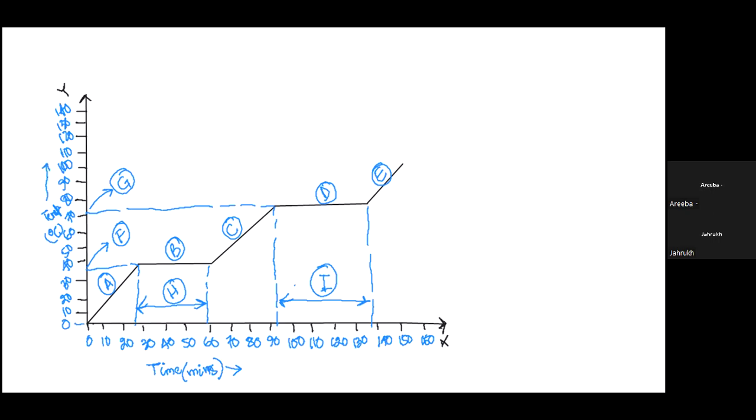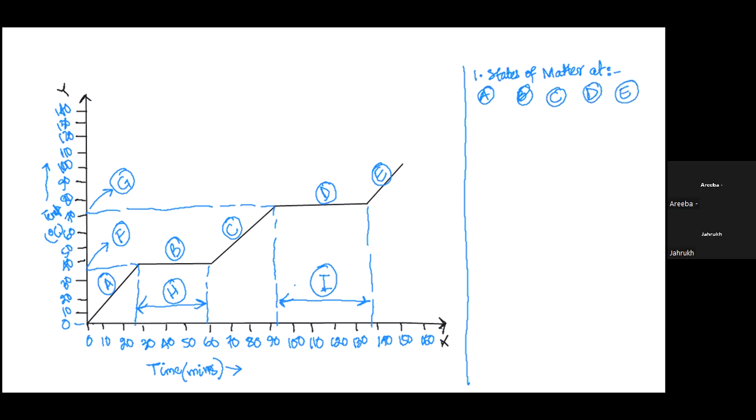Okay. So, questions. Okay, question number one. States of matter at A, B, C, D, and E. Let's say this is the heating curve for substance X.